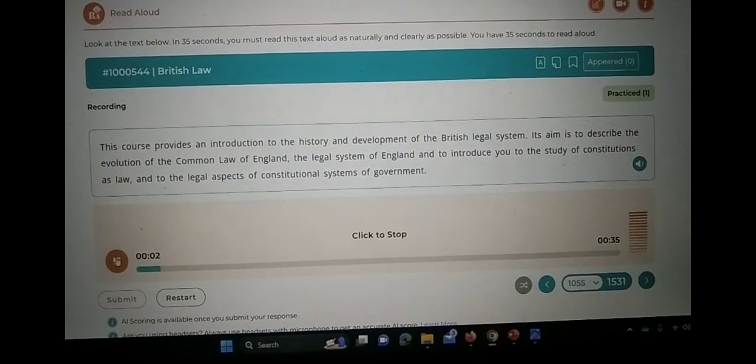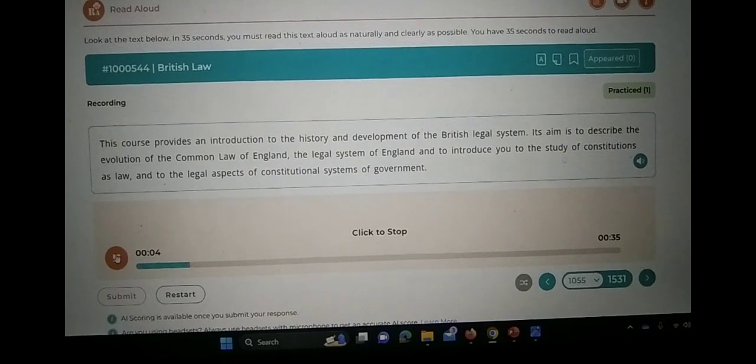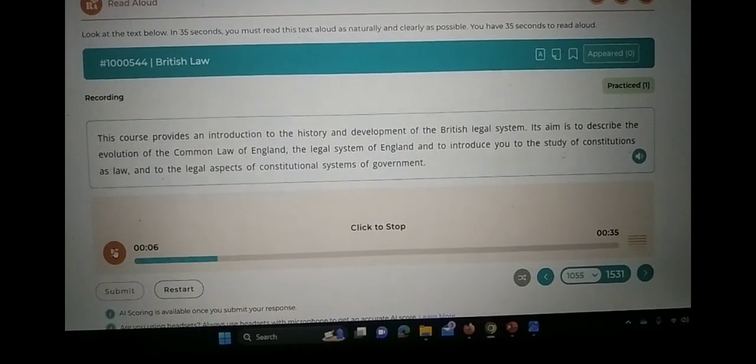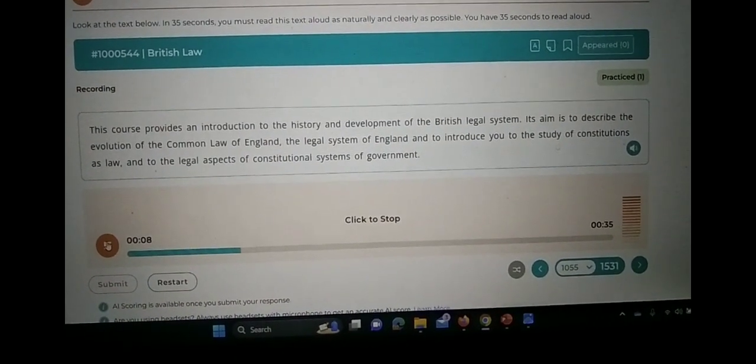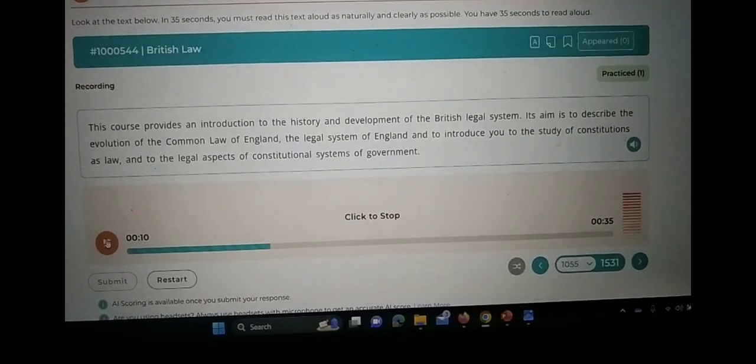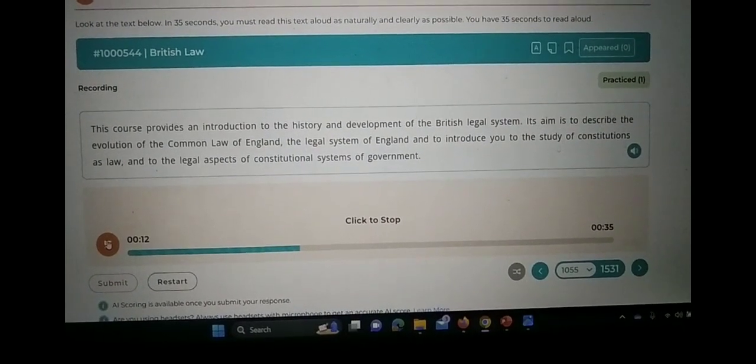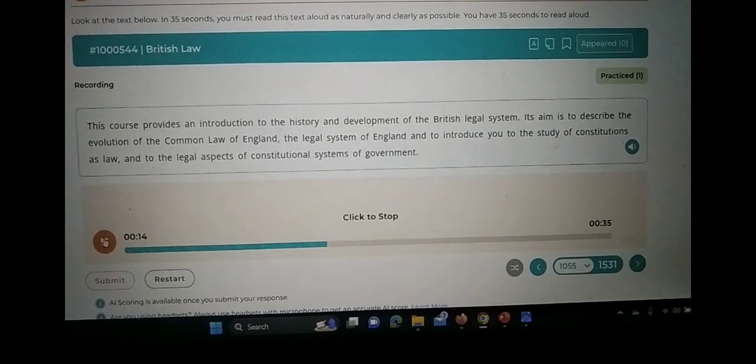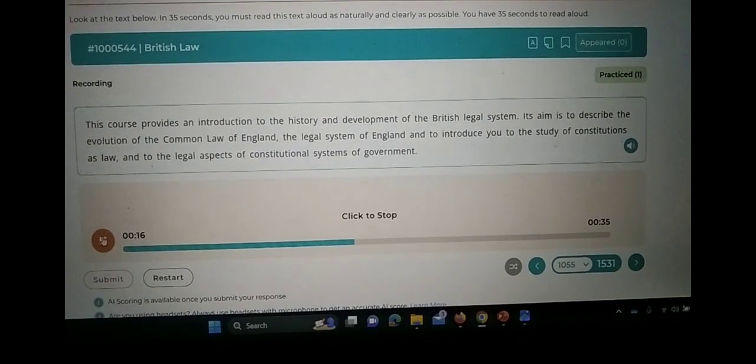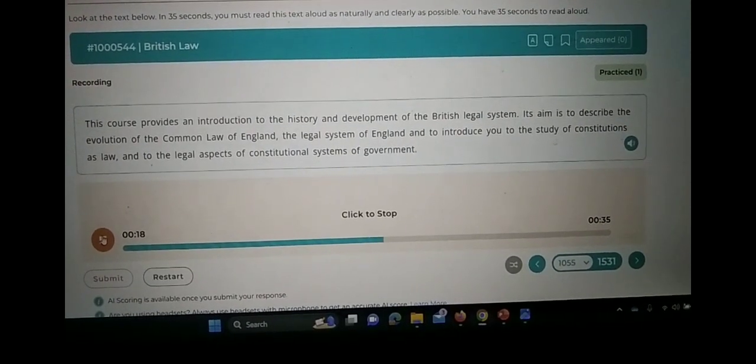This course provides an introduction to the history and development of the British legal system. Its aim is to describe the evolution of the common law of England, the legal system of England, and to introduce you to the study of constitutions as law and to the legal aspects of constitutional systems of government.